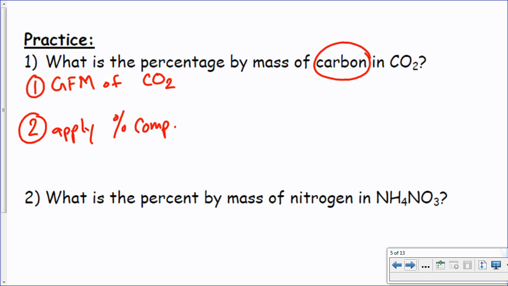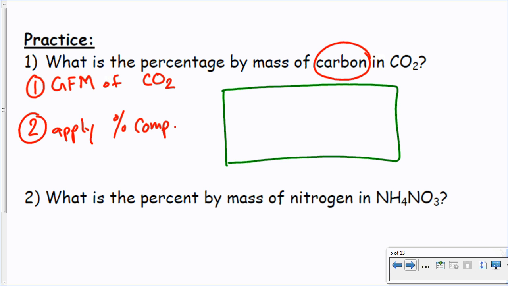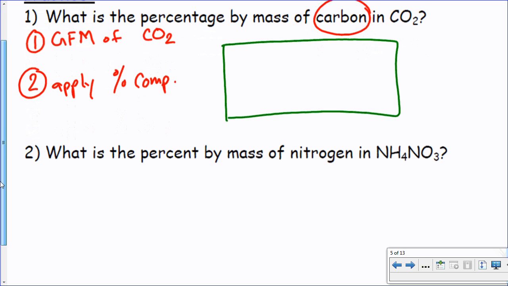I want to see in your completed homework that two-part process: the gram formula mass of CO2, that's number 1, and then the percent composition, that is carbon. So you have to do the calculation to get your full credit on your homework there.